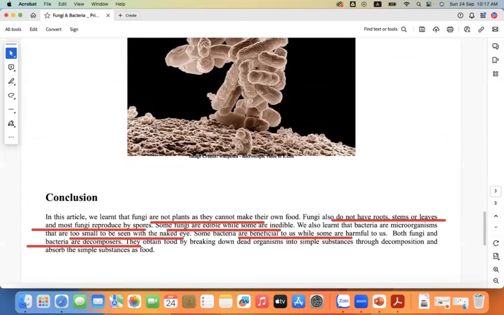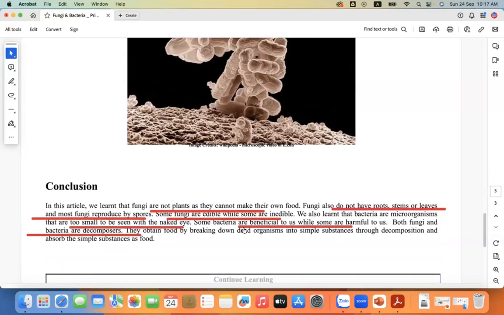Okay, so in conclusion, we learned that fungi are not plants because they cannot make their own food. Fungi also do not have roots, stem, or leaves, and fungi reproduce by spores. Some we can eat, some we cannot eat. Bacteria are too small to be seen by the naked eye, so we need a microscope to see them. Some bacteria are good, some are bad. But both fungi and bacteria are decomposers. They obtain food by breaking down dead organisms into simple substances through decomposition and absorb the simple substances as food.